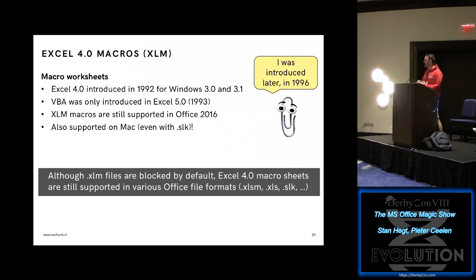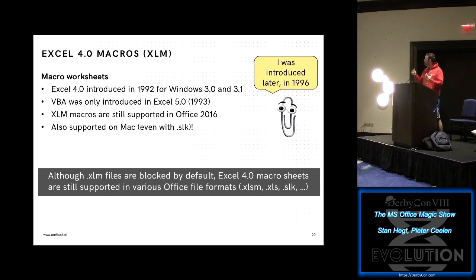XLM macros are way older than Clippy. Let's start with that. So if you think Clippy is old, this stuff is way older. XLM macros are actually Excel 4.0 macros. And Excel 4.0 was introduced in 1992 for Windows 3.0 and 3.1. VBA was introduced later, in 1993. So by this time, VBA didn't even exist for Word and Excel. But XLM macros are still supported in Office 2016. It gets even better. They're also supported on Mac, including in SLK files. So yes, you can do a 99 bytes process creation SLK file on Mac as well.